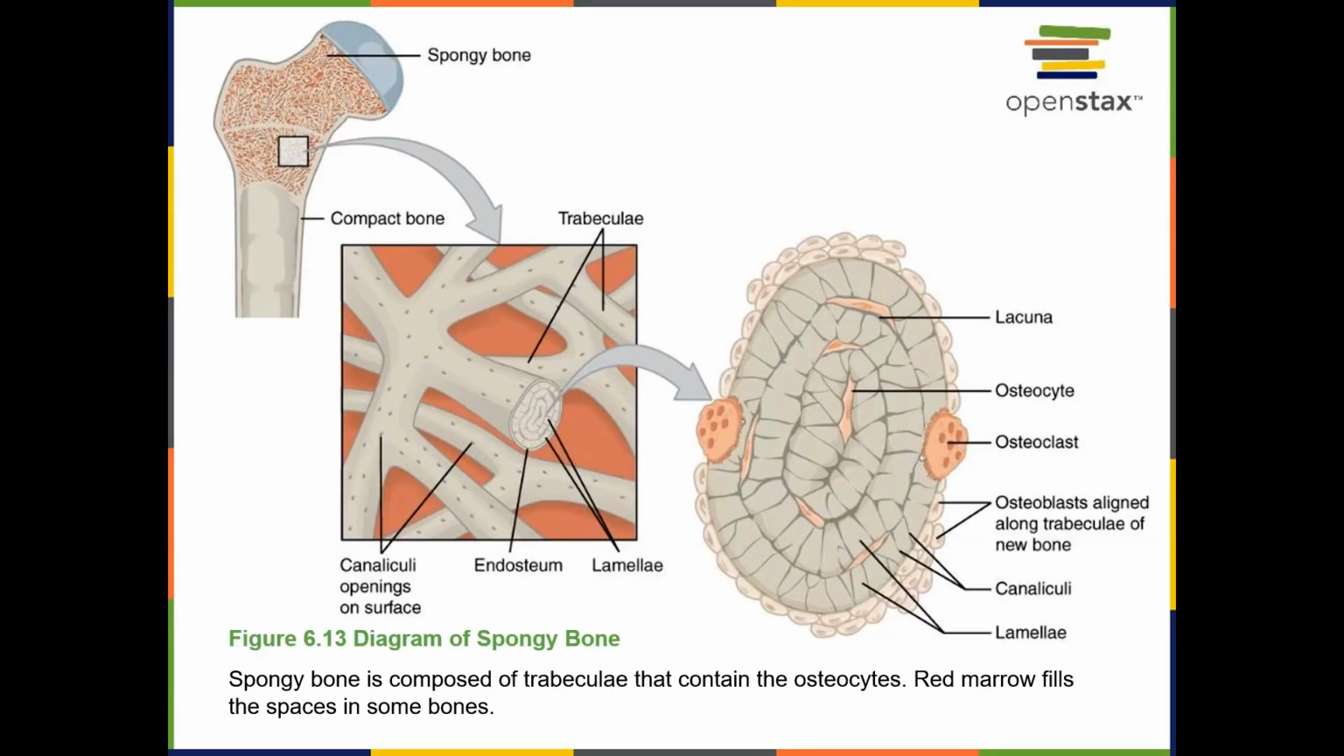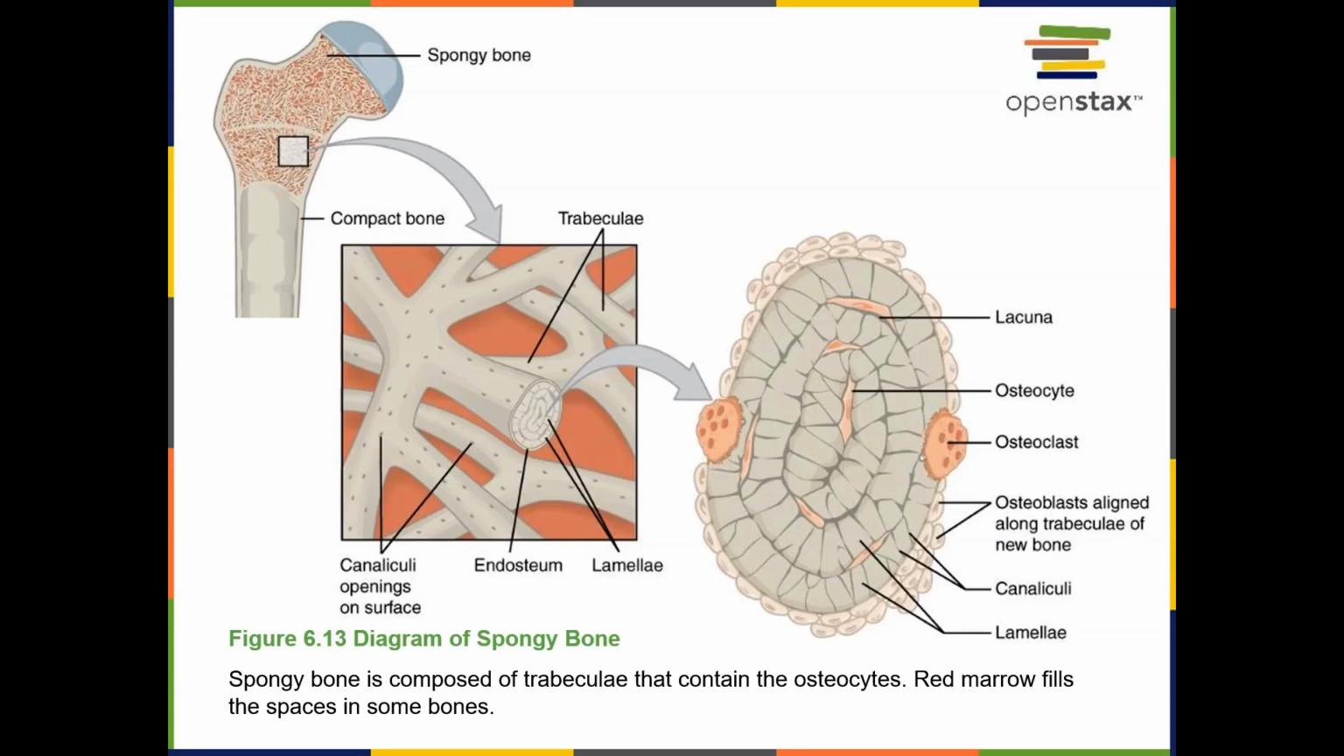Here we see an illustration showing spongy bone, which is also known as trabecular bone. Spongy bone has lots of small spaces known as trabecular cavities, and lots of irregularly arranged, branching struts or plates of bone known as trabeculae. Trabecular bone gets its name from the trabeculae, the irregularly arranged struts of bone, and the trabecular cavities, the spaces in between these struts of bone.